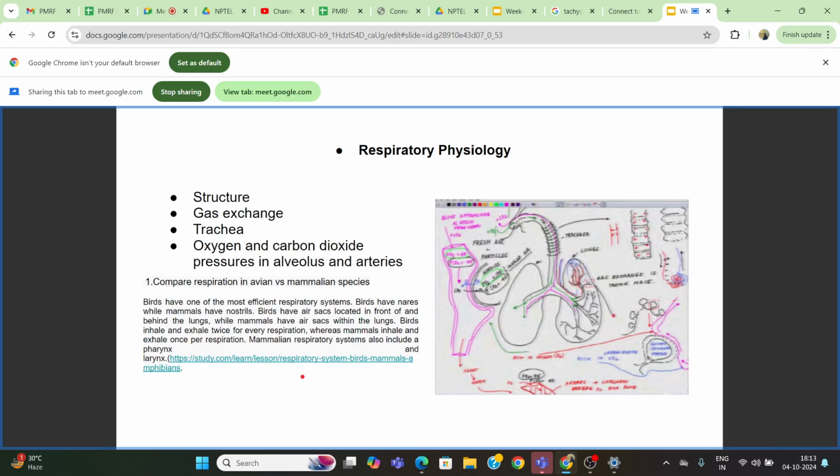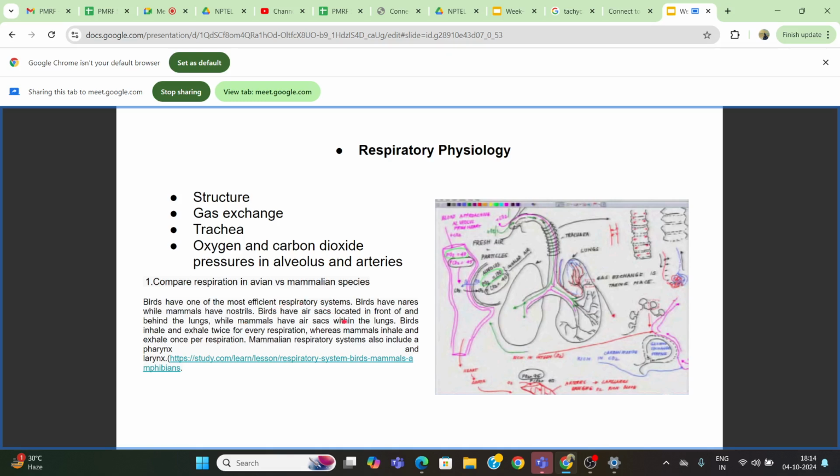Due to their efficient way the body is designed. So if something is to stay afloat, we know that the body and the respiratory system should be that efficient, and the gas amount and volume, everything, should be perfectly balanced. Then only will the birds be able to fly. So birds have ears while mammals have nostrils. This opening in us is called a nostril, but in birds it's known as ears.